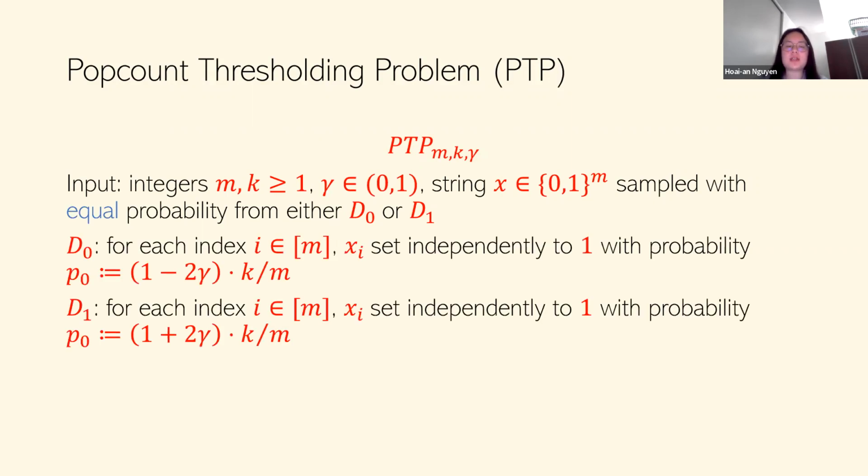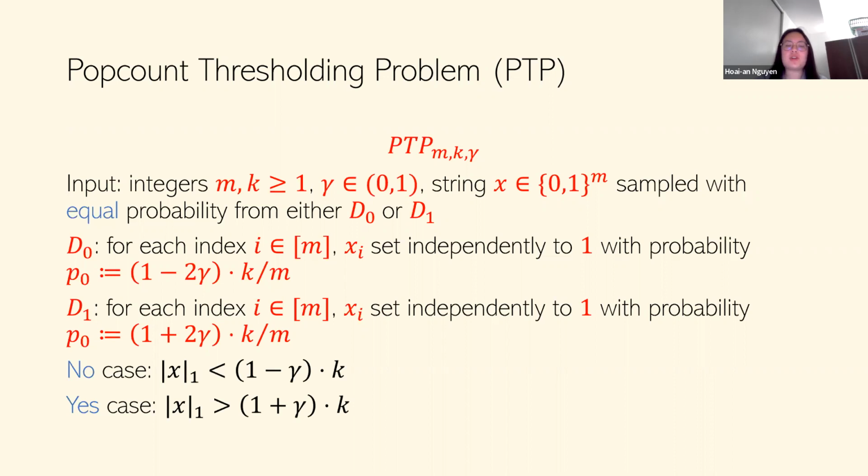And D0 is such that for each index I, xi is set independently to 1 with probability of 1 minus 2 gamma times k over m. And D1 is very similar, except for each index I, xi is set independently to 1 with probability 1 plus 2 gamma times k over m. And we can see that, at least in expectation, strings that are drawn from D1 should have more ones than the strings that are drawn from D0.